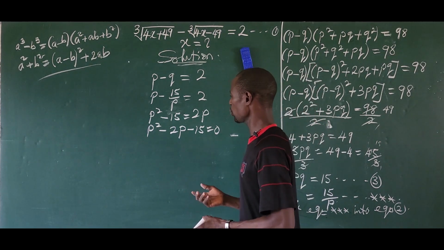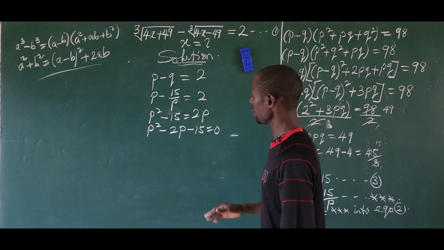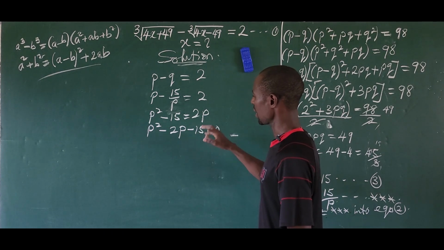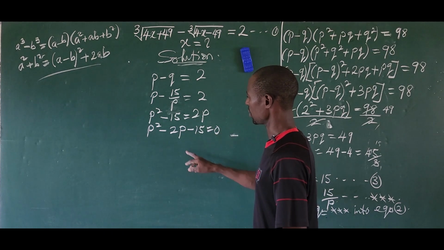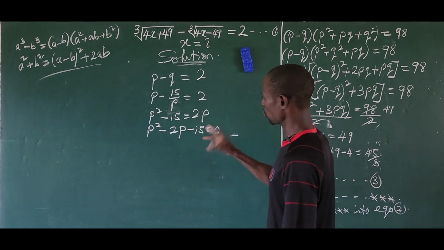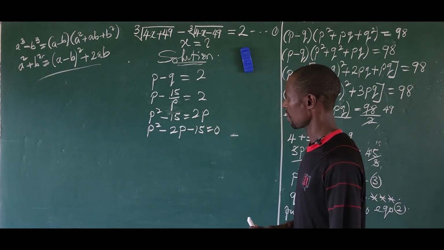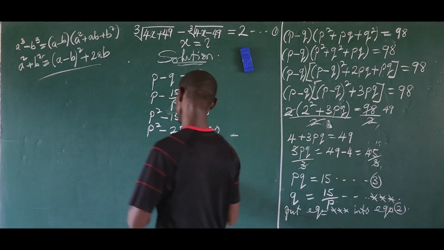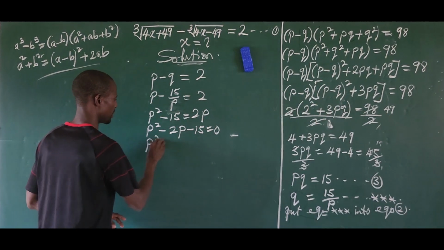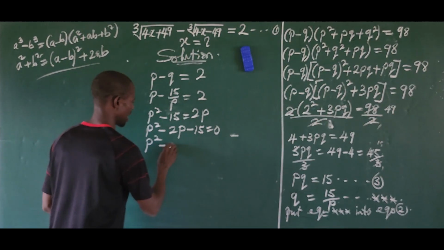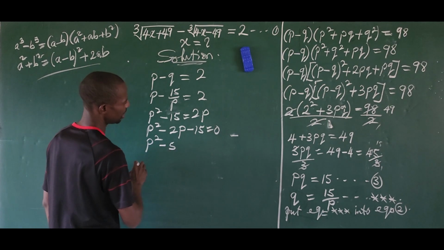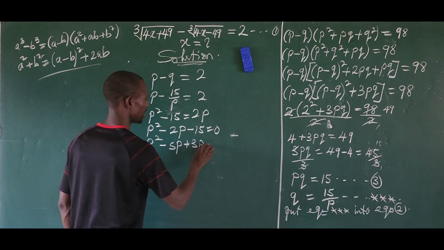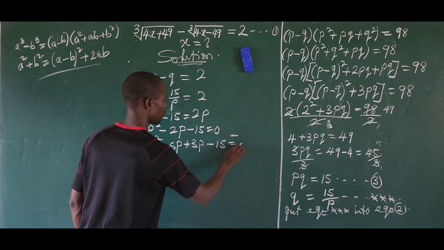Okay, now let's look at this. We'll look for two quantities that when we multiply together will give us minus 15, and add together to give us minus 2. And that will give us minus 5 plus 3. So using the factorization method, we have P to the power of 2, then minus 5P, then plus 3P, then minus 15 equal to 0.